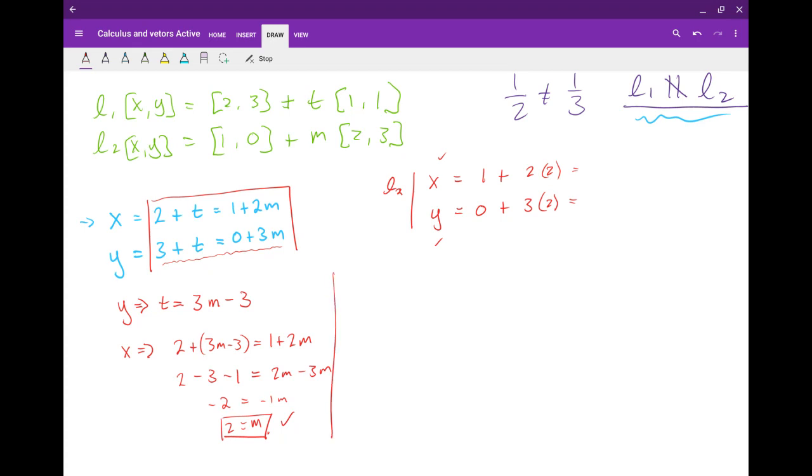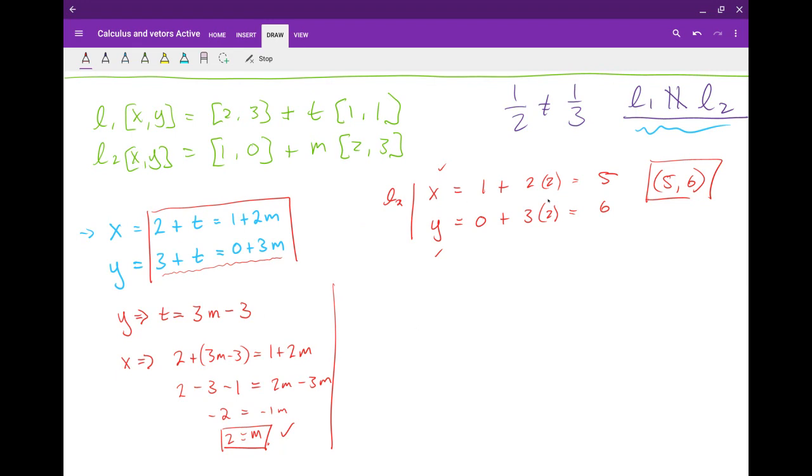You might be asking yourself, what about the t value? It turns out I actually don't need the t value, but I'm going to use it anyway in just a moment, and I'll show you. I'm going to solve this anyway. I'm going to get 5, and I'm going to get 6. And so the coordinate where these two guys intersect is x coordinate is 5, and the y coordinate is 6.